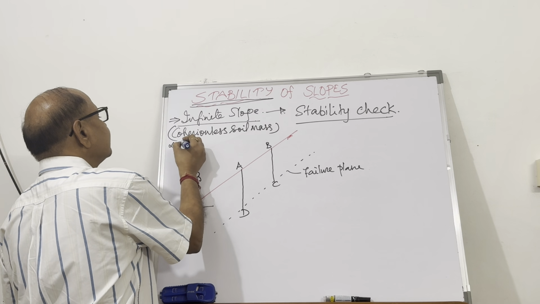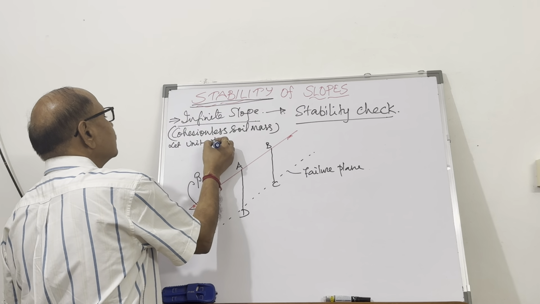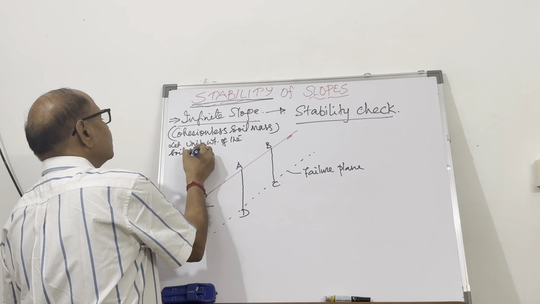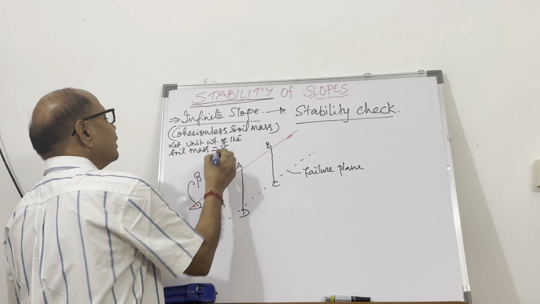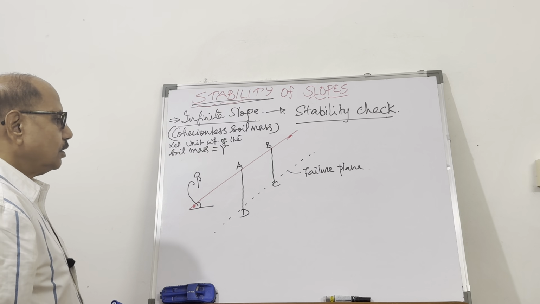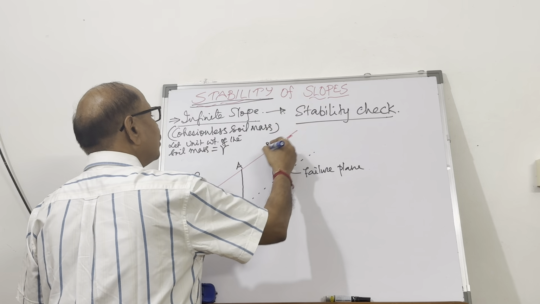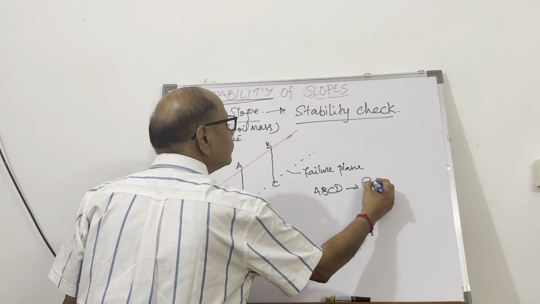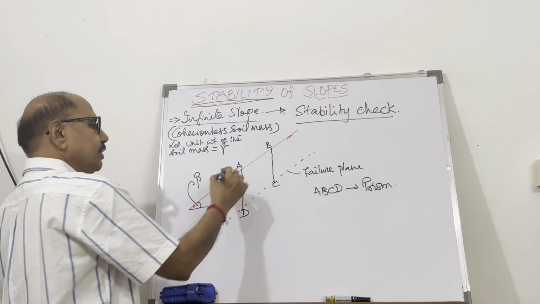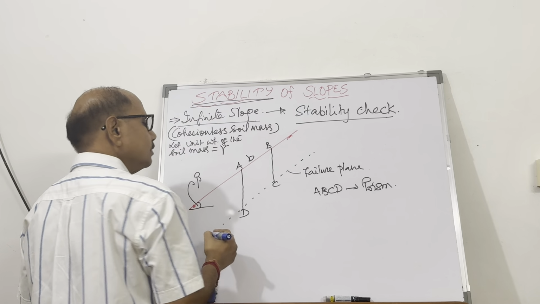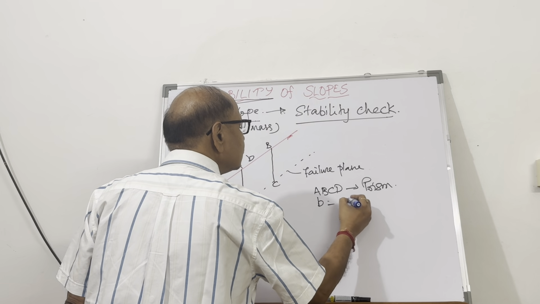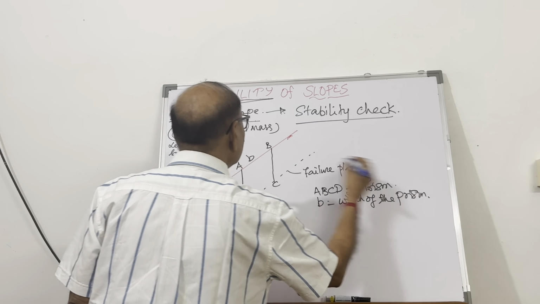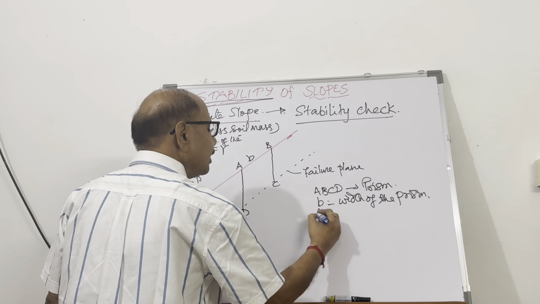Let the unit weight of the soil mass be gamma, and the width of this prism, this ABCD prism or soil element that you have taken, the width is B. So B is the width of the prism as shown in the figure. So AB equal to B.